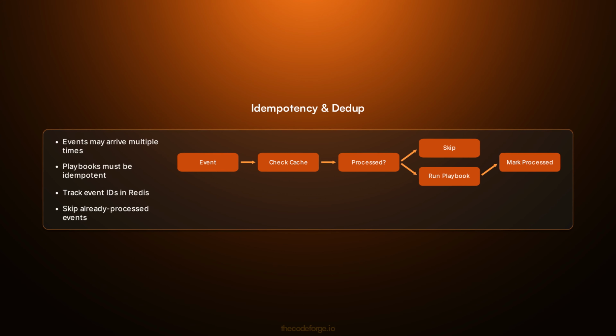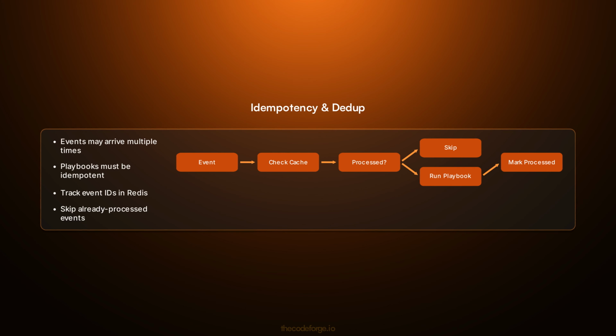Events can arrive multiple times due to retries from monitoring. Your playbooks must be idempotent. Running them twice should have the same effect as running them once. For deduplication, track event IDs in a Redis cache and skip already processed events.